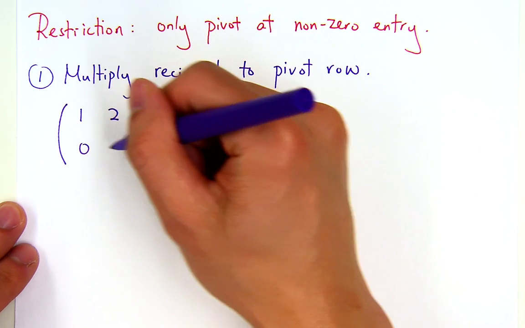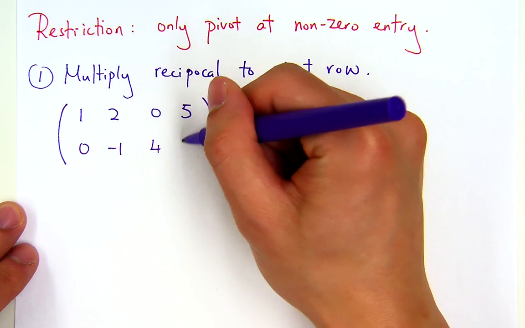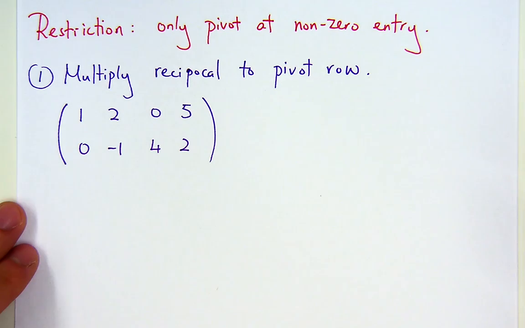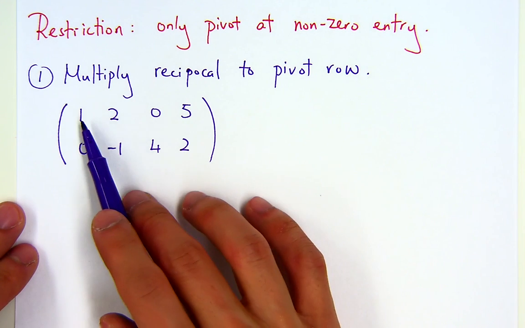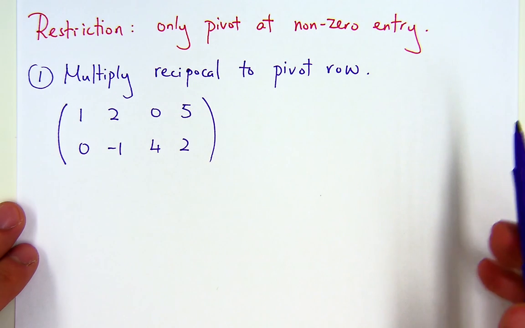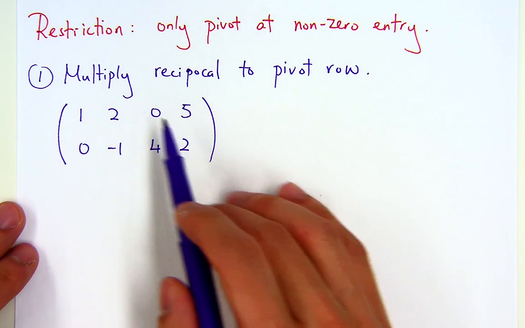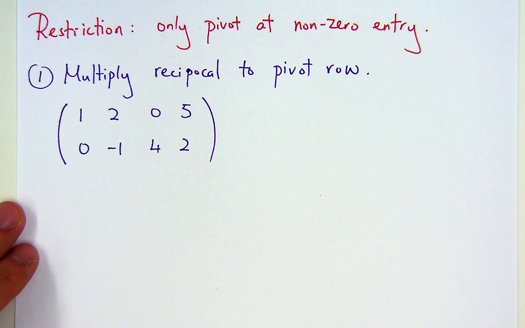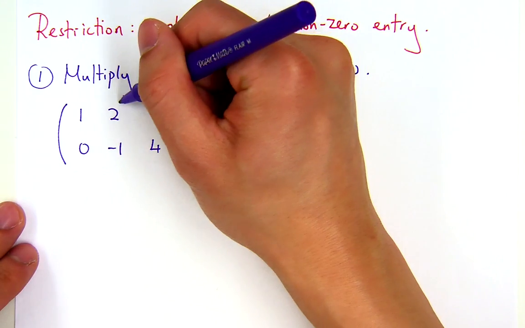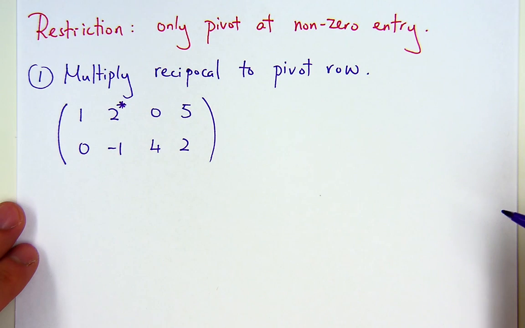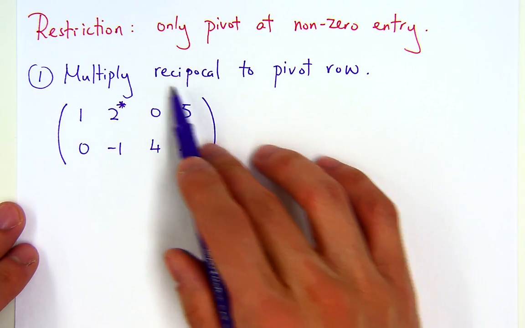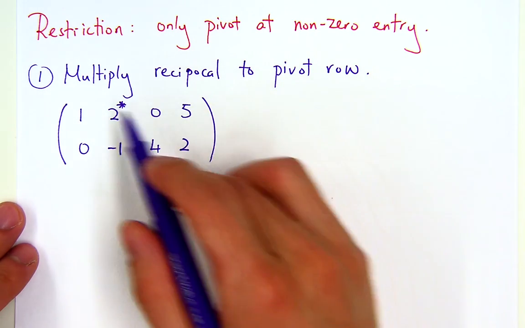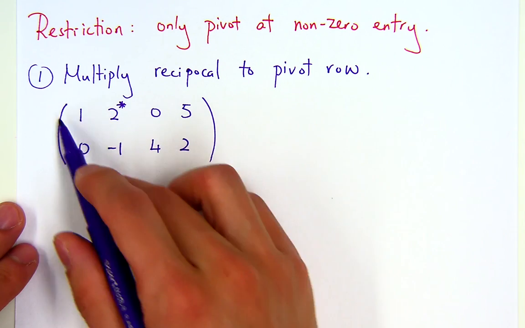This matrix has 2 rows and 4 columns and is called a 2 by 4 matrix. In this matrix, I can pivot at any of these 6 entries because they are non-zero, and we cannot pivot at either of these 2 entries because they are zeros. Let's say I want to pivot at this particular one at this moment. What we are going to do in this step is to multiply a reciprocal of this entry to the entire row, the pivot row.